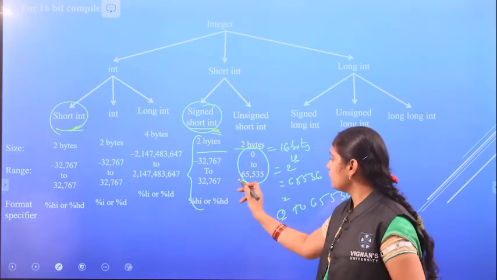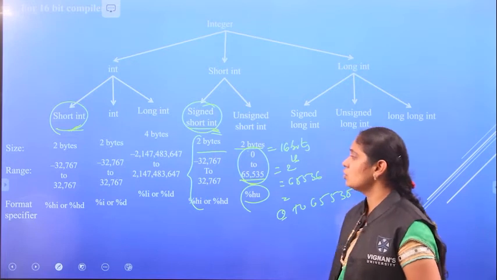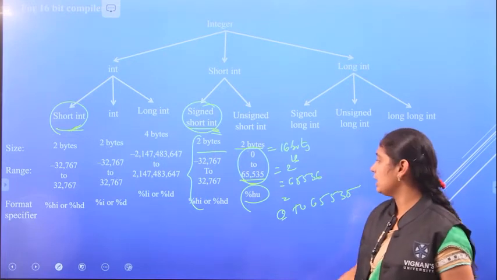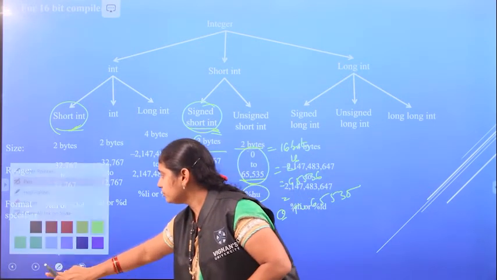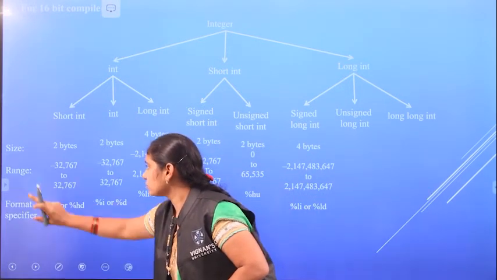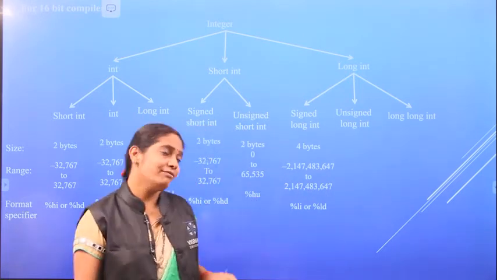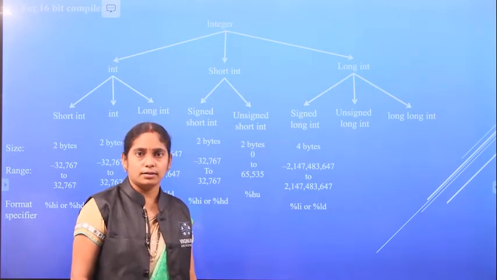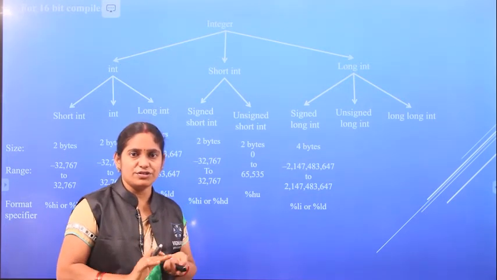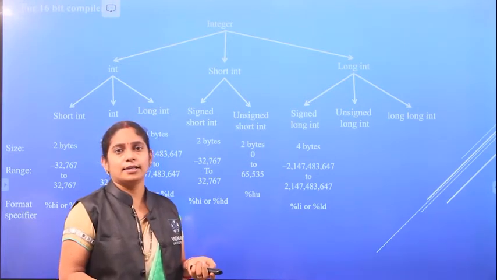That's why the value becomes like this, 65,535. And this is the format specifier used for the unsigned short int, that is %hu. The other one is signed, the short int or int.